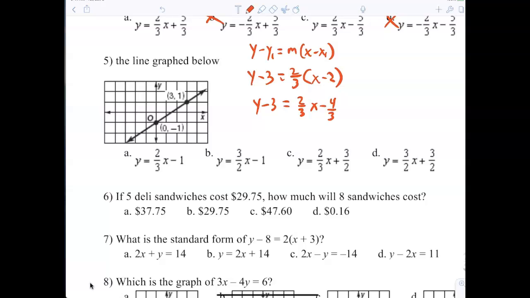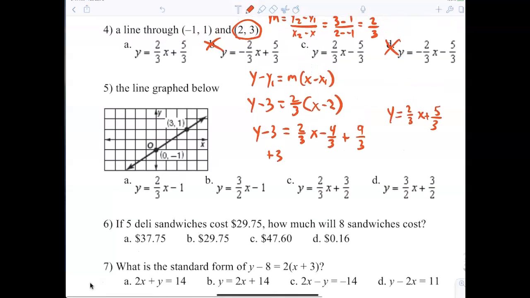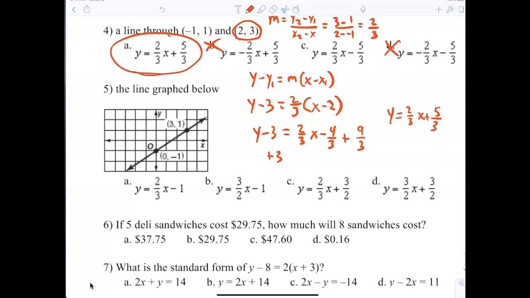Now you have to what? Add 3 to both sides. When you add 3 to both sides, 3 is the same as 9/3. So your answer is just y equals 2/3 x plus 5/3. Okay. Everybody okay with that?